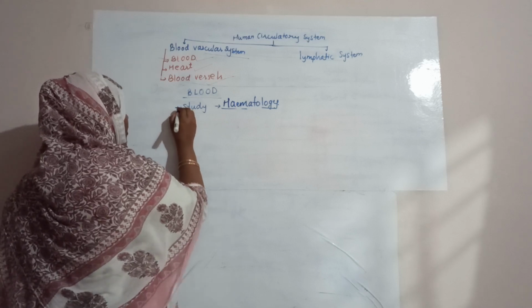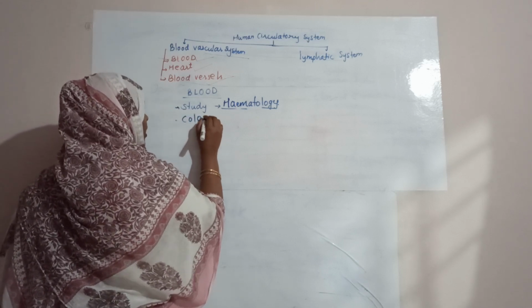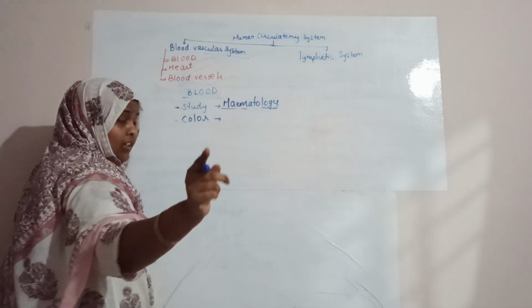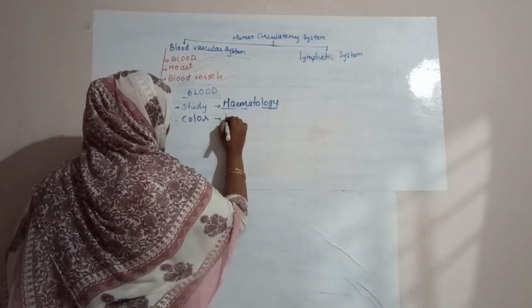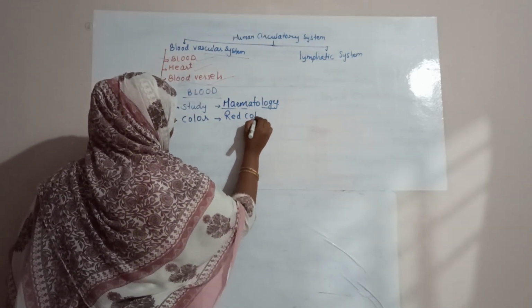What is the color of the blood? We study here about vertebrates. So what is the color of the blood? It is red color.